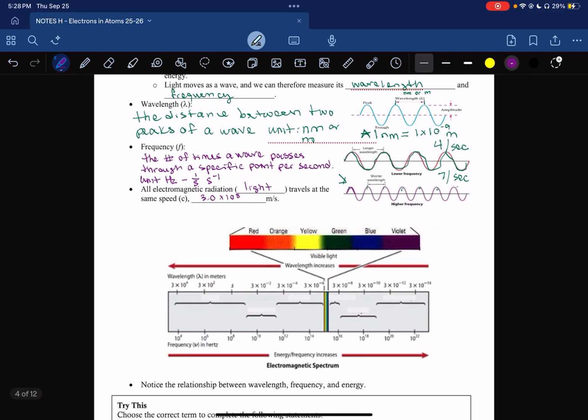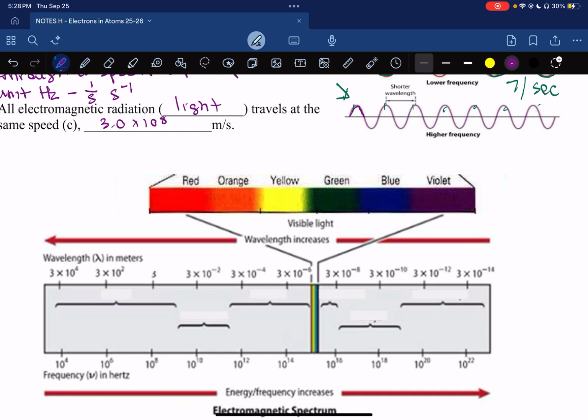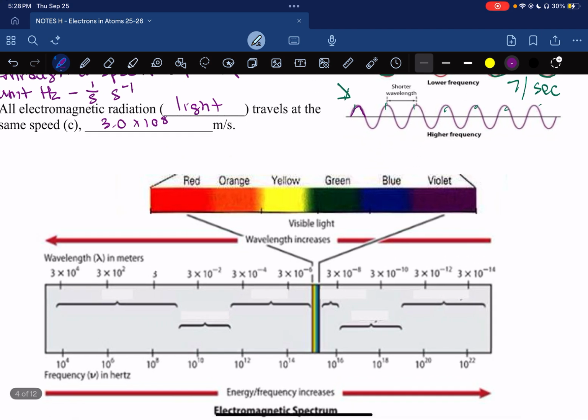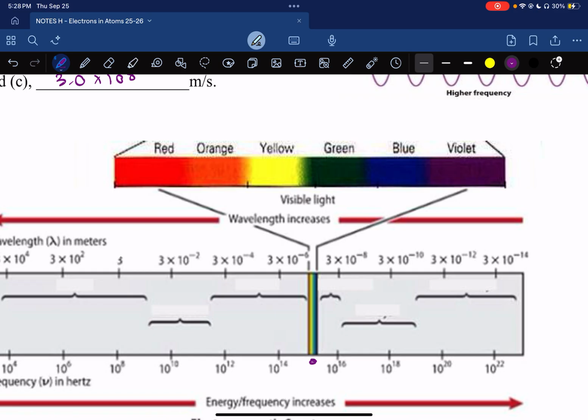Now we're looking down here at this electromagnetic spectrum. Yesterday we talked about wavelengths of light within the visible light spectrum, but as you can see, that is only a little bit of the entire electromagnetic spectrum. We're talking about really long wavelengths or really small wavelengths, and really high frequency and really low frequency. Let's look at this for a second.